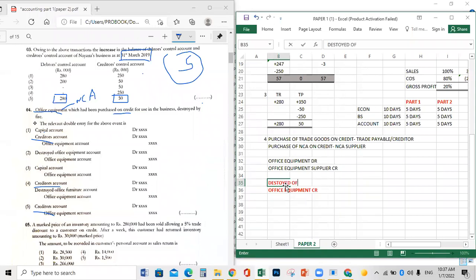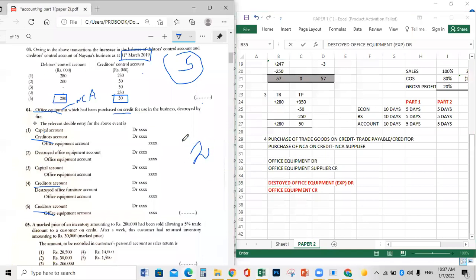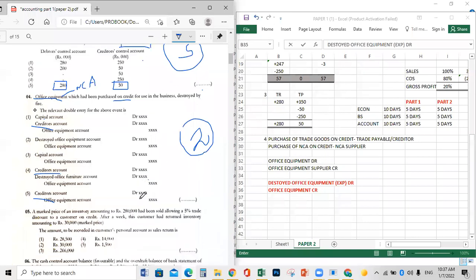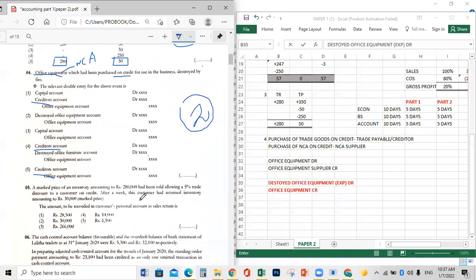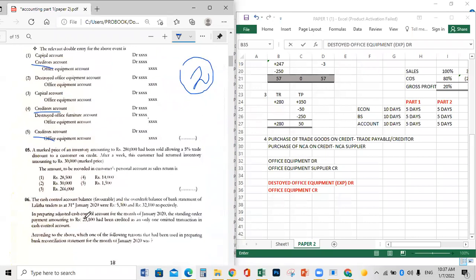Why? Before, guys, it was an asset for you, but now you cannot use it anymore. So you have to record this as an expense. So the answer is the second one. Understand, your supplier is not involved when there is a fire. It is a problem related to the business, not the supplier. Quickly do the fifth question and send me the answer.